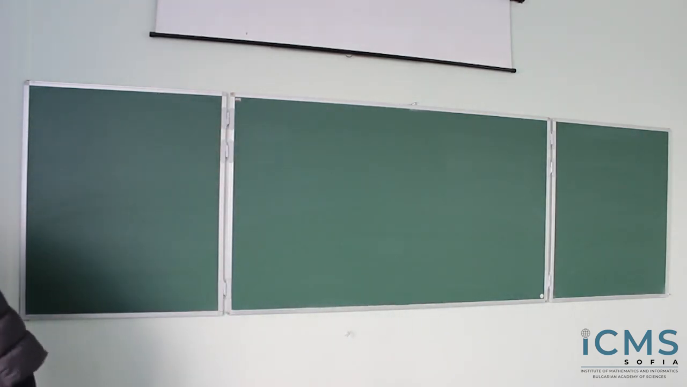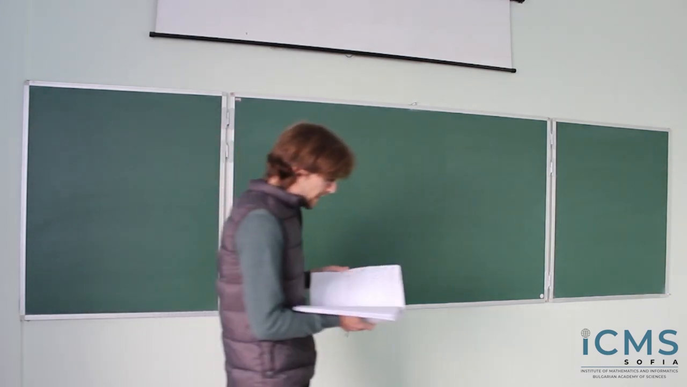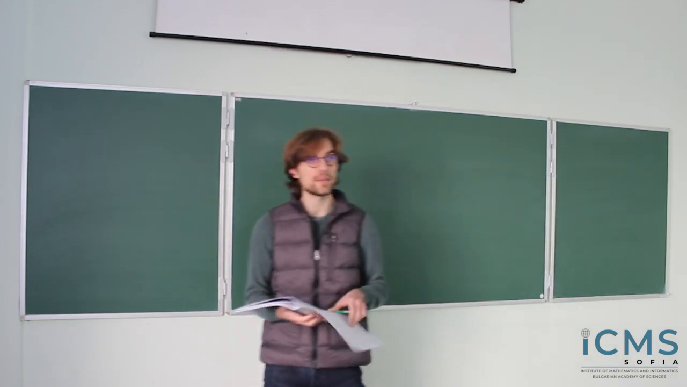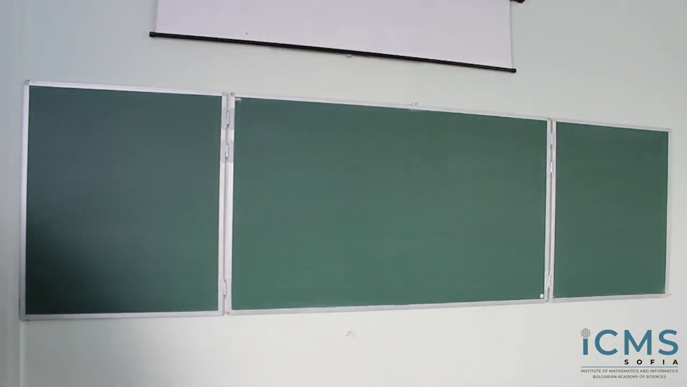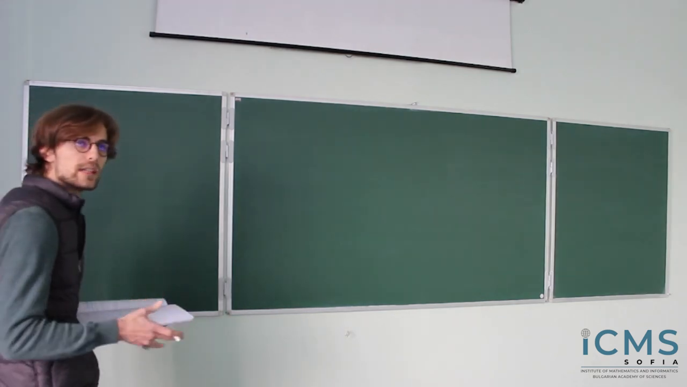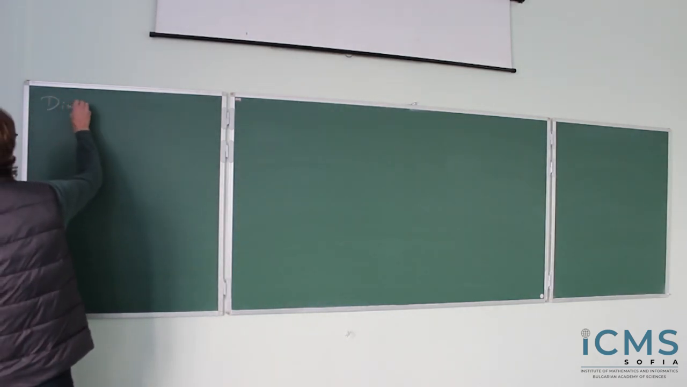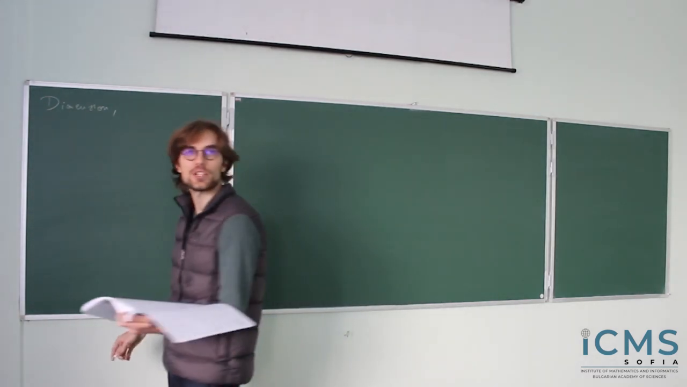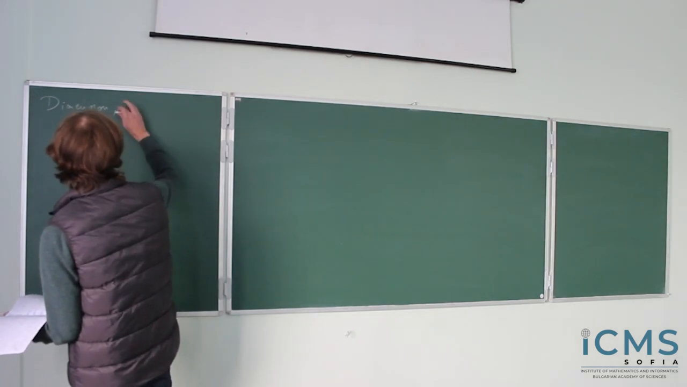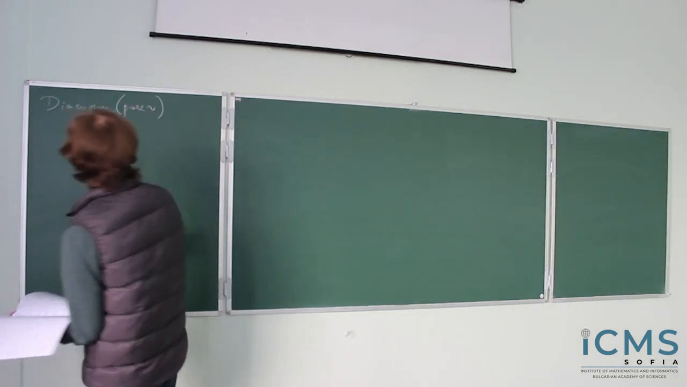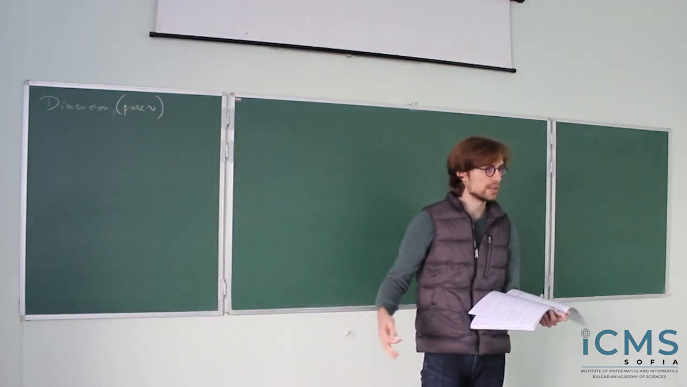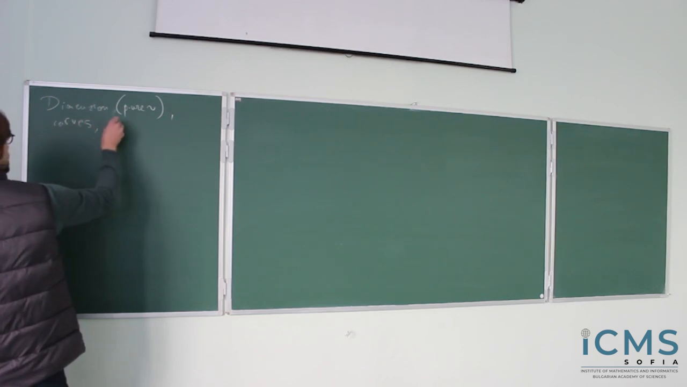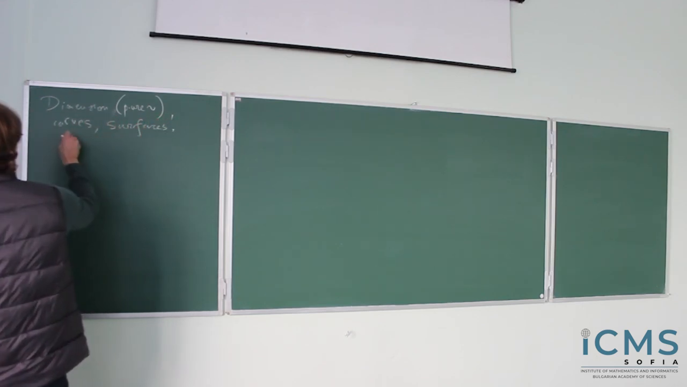So this is the third lecture, and last time we left off with defining what a pure dimensional variety was. So let's do a quick recall of what we did last time. We defined what the dimension was, then we defined what pure dimension was, meaning that every irreducible component has the same dimension. So that allowed us to define curves, surfaces, and so on.